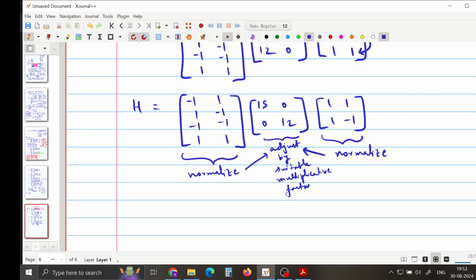For this one it's actually 1 square plus 1 square, which is square root 2, and for the first matrix it's basically 1 square plus 1 square plus 1 square plus 1 square, ignoring the negative sign because we are squaring them, so it's 2. So we have to divide the first matrix by 2 and the third matrix by root 2. So overall the dividing factor is 2 root 2, so we will have to multiply the middle matrix by 2 root 2.